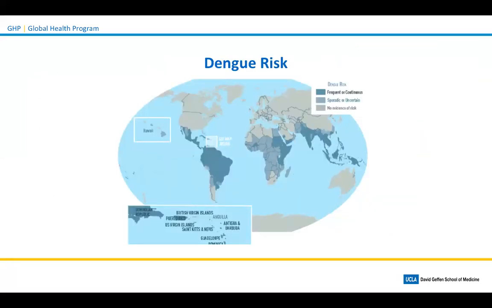Here's a map of dengue risk. And you can see the parts of the world that I just touched upon in the previous slide.